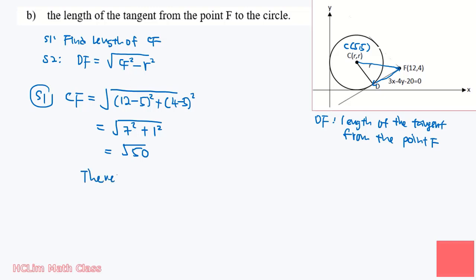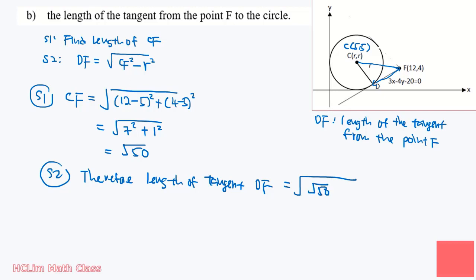So the length of the tangent, that is DF. This is our step 2. We apply the Pythagoras theorem. So CF is the square root of 50, squared, subtract the radius. The radius r is 5, so 5 squared. So we have 50 minus 25. So we have the square root of 25. So we have 5 units as our length of tangent.